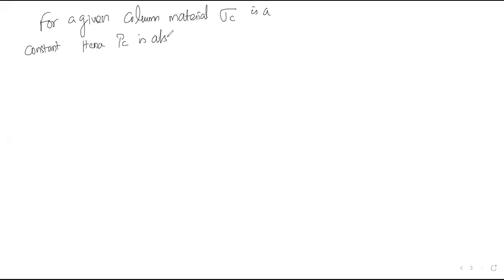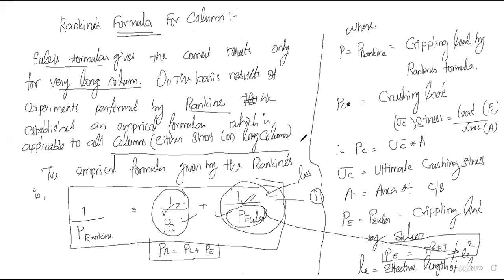Now we will write down the theory. For a given column material, sigma C is a constant. Hence PC is also constant. So in equation 1, this is our equation number 1.